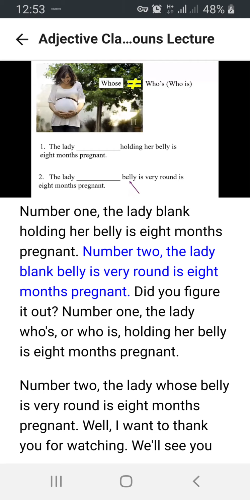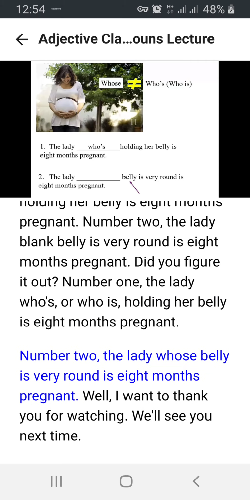Did you figure it out? Number 1. The lady who's holding her belly is 8 months pregnant. Number 2. The lady whose belly is very round is 8 months pregnant.